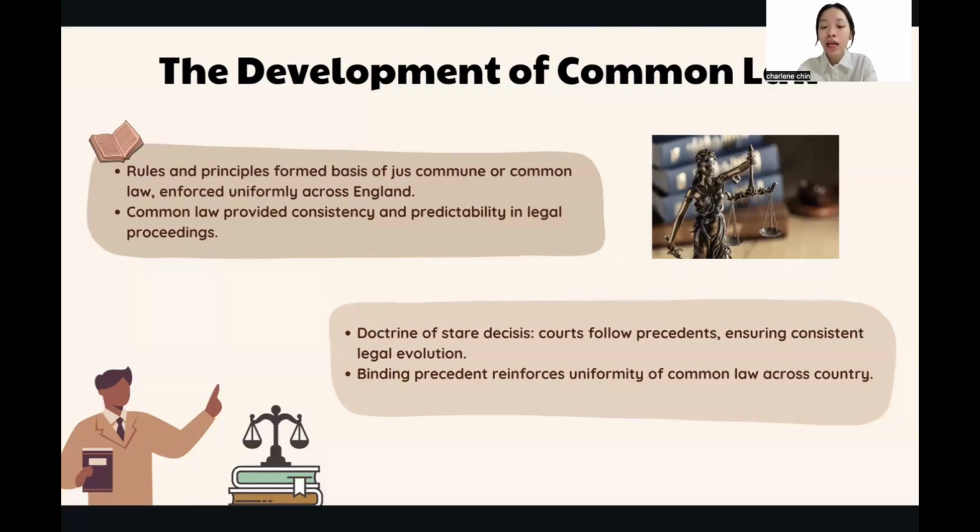A fundamental principle of common law is the doctrine of stare decisis, which means stand by things decided. This doctrine mandates that courts should follow precedent established in previous cases when making their decisions. Binding precedent ensures the law evolves in a consistent and logical manner, allowing for stability and continuity in the legal system. This principle requires judges to respect the decisions of higher courts and to apply established legal principles to new cases with similar facts, thus reinforcing the uniformity of common law across the country.